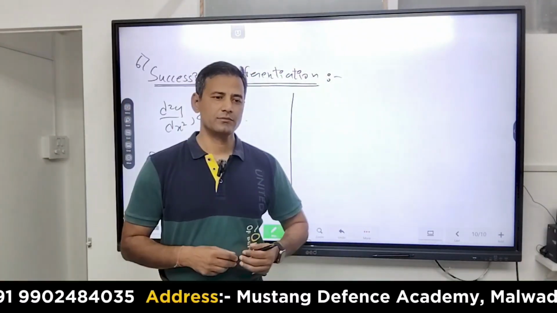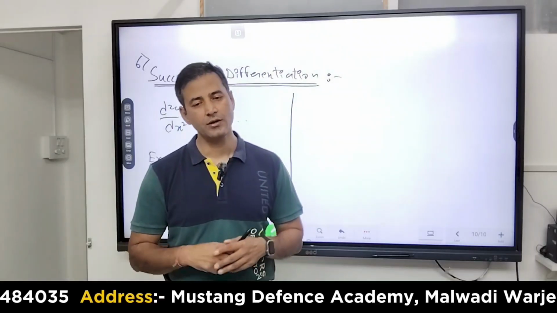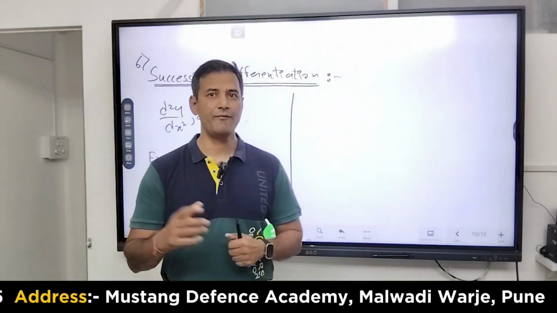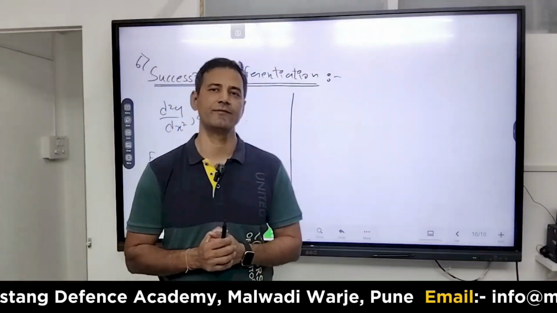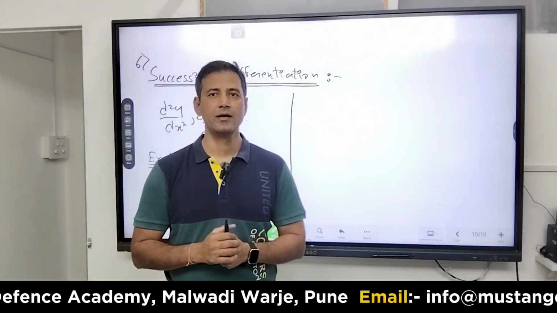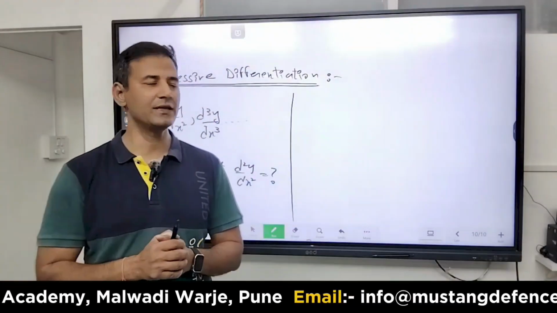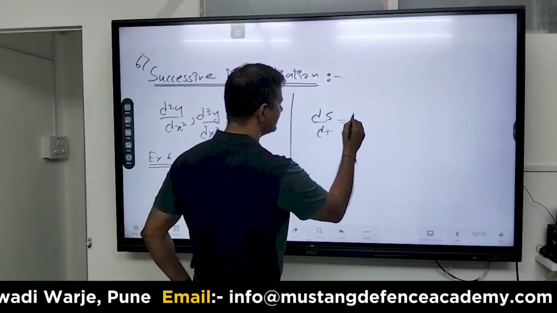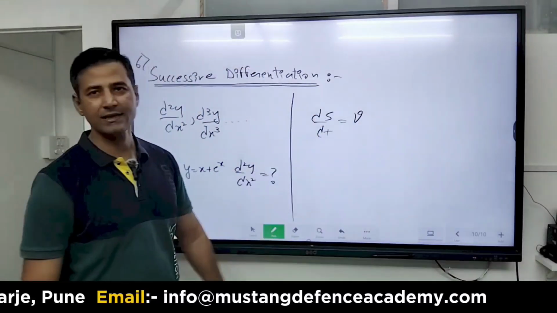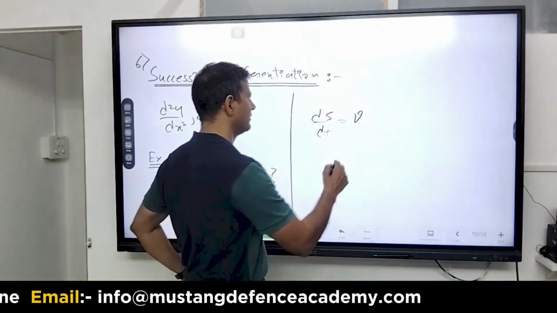For example, the differential of distance with respect to time of first order. So ds by dt is velocity, v, speed. The second order differential of the same: ds by dt is equal to velocity. It is a first order derivative.